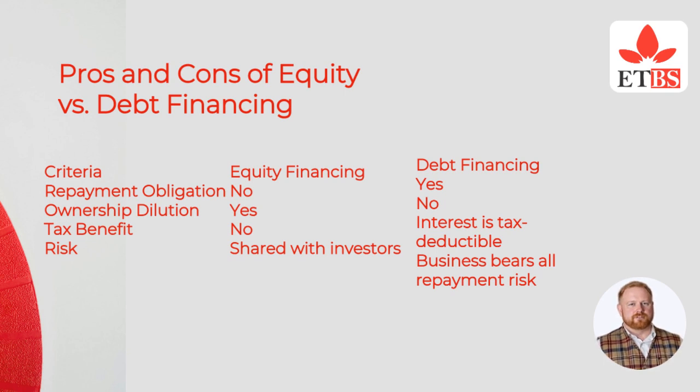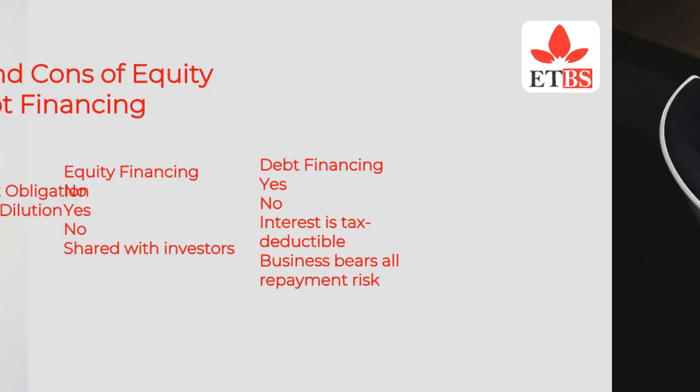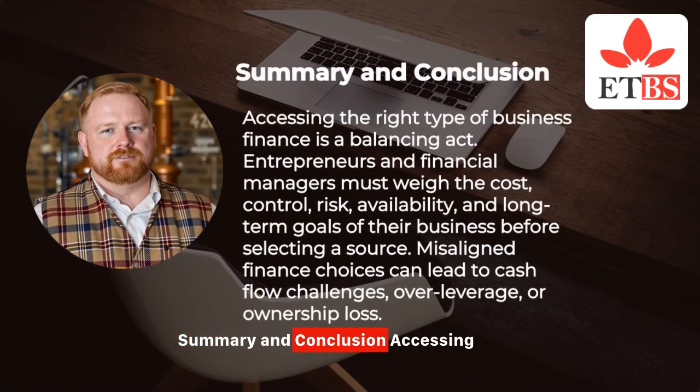Fourth, risk: for equity, shared with investors; for debt, the business bears all repayment risk. Fifth, control: for equity, reduced, as investors may seek board seats; for debt, full control retained. Sixth, cost of capital: for equity, generally higher, with higher required returns; for debt, generally lower, at interest rates.